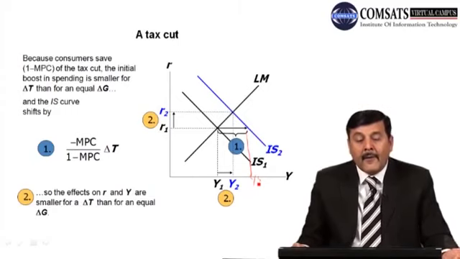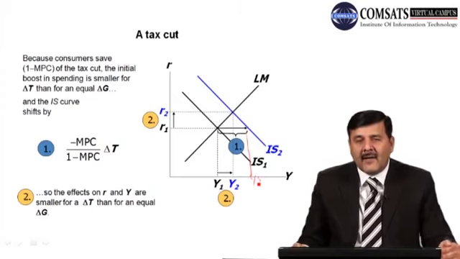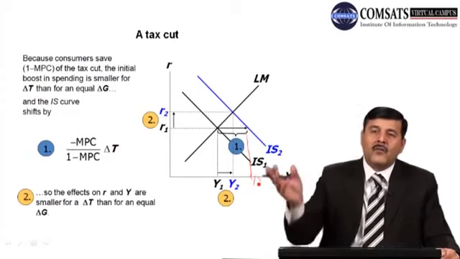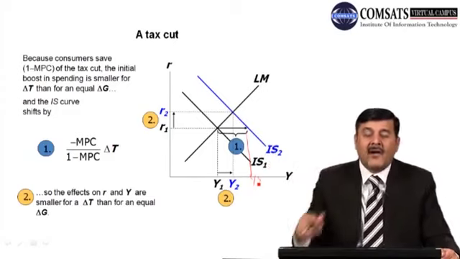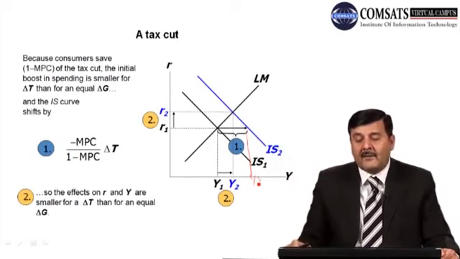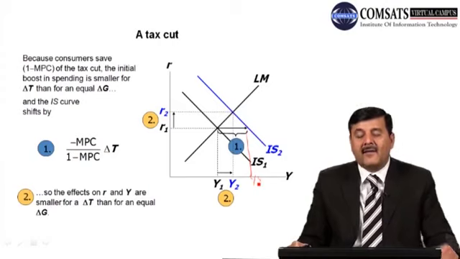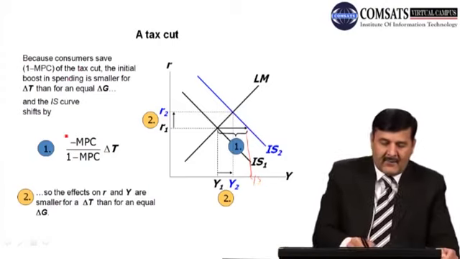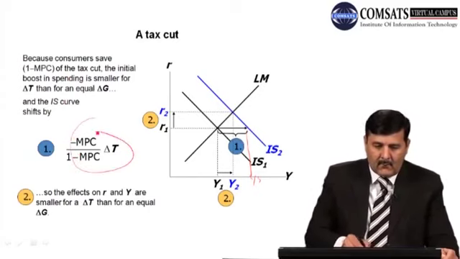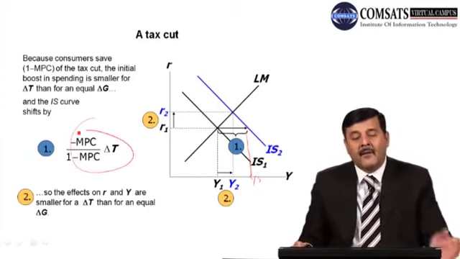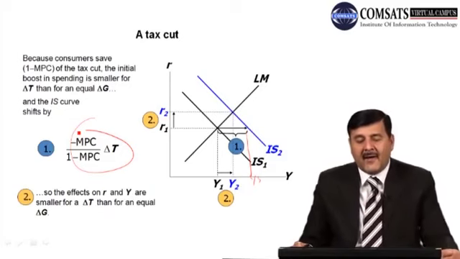Now the initial boost in spending is smaller than delta T. यानी ये जो तब्दीली आई टैक्सेस कमी की वजह से, उसमें जो इनकम में इजाफा हुआ वो जो डेल्टा जी की वजह से उससे कहीं कम होगा, ये हम पहले भी बता चुके हैं. और IS का राइटवर्ड शिफ्ट हो जाएगा with the amount minus MPC over 1 minus MPC into delta T. This is basically the tax multiplier. तो इस अमाउंट के बराबर IS में शिफ्ट आ जाएगी.